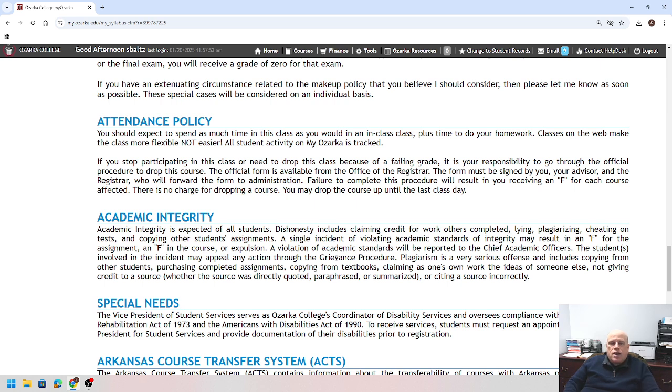But that being said, attendance for an online class is kind of measured in how much you interact with or access the course page in My Ozarka. And keep in mind that I can review the activity where you actually access various parts of the course page in My Ozarka. I'm able to see when you accessed it and how much time you spent. In other words, I'm able to track all that information. So just keep that in mind.